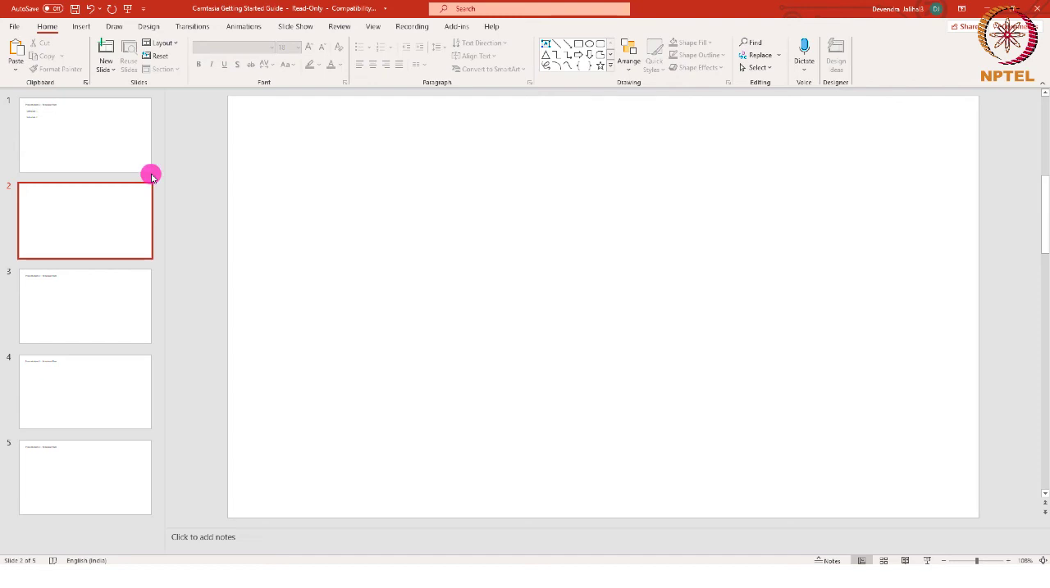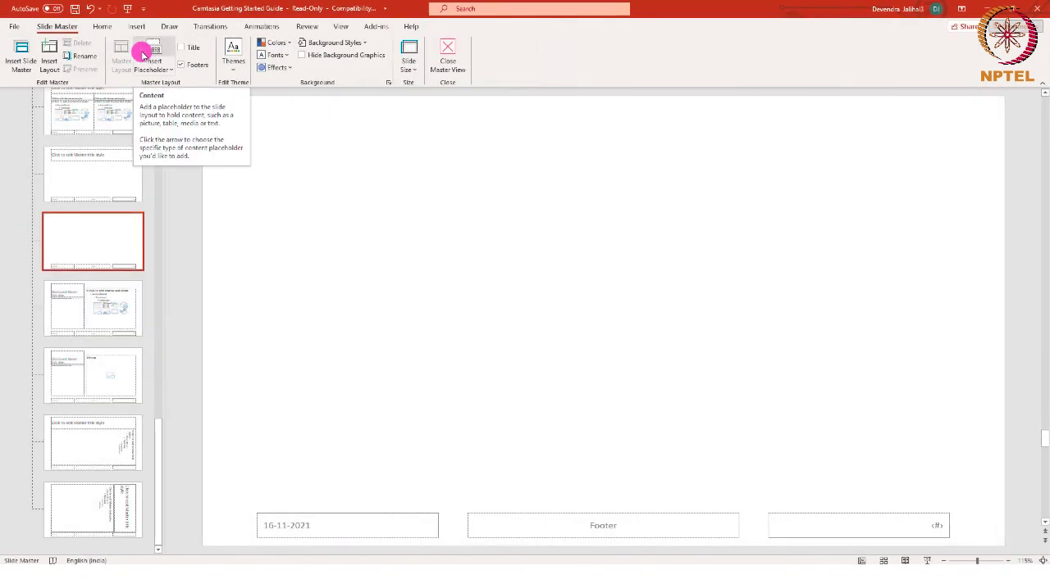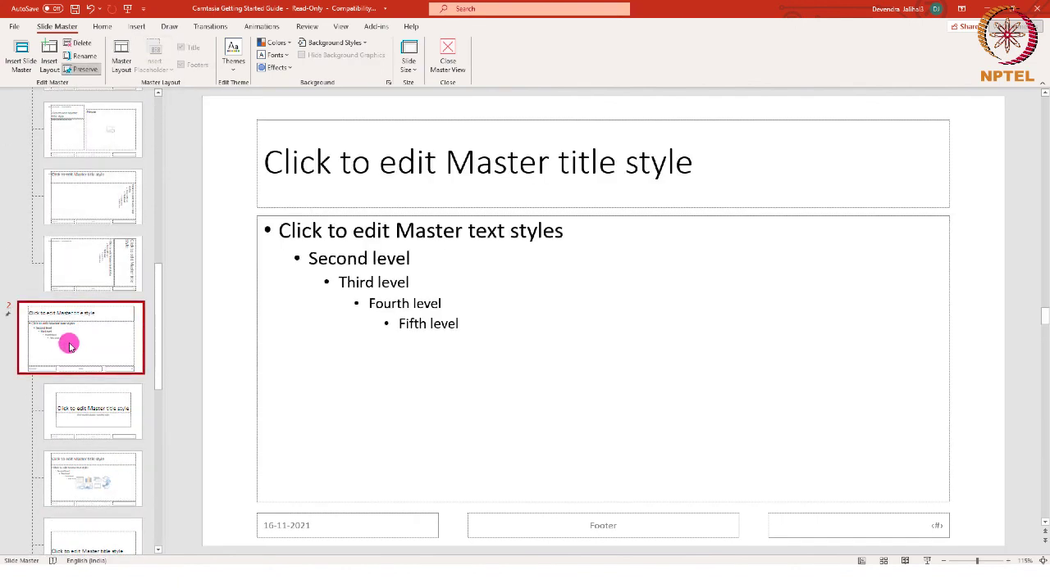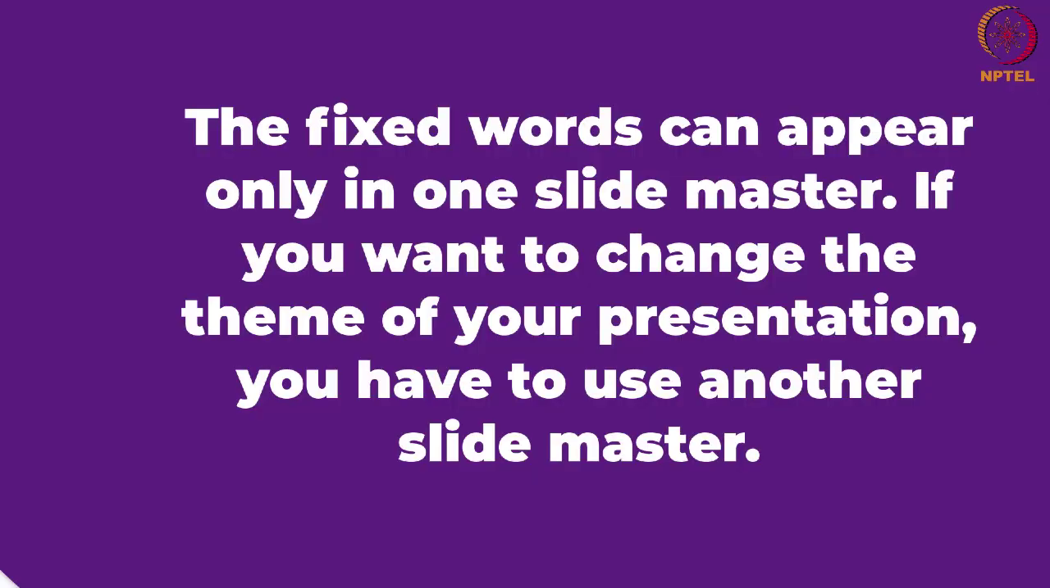You can delete this new Slide Master by going to the View tab again and selecting Slide Master. Then again select the first slide of the second slide master. Then deselect the preserve option given above and right click on the slide and select delete option. Please remember that the fixed words can appear only in one slide master. If you want to change the theme of your presentation, you have to use another slide master.